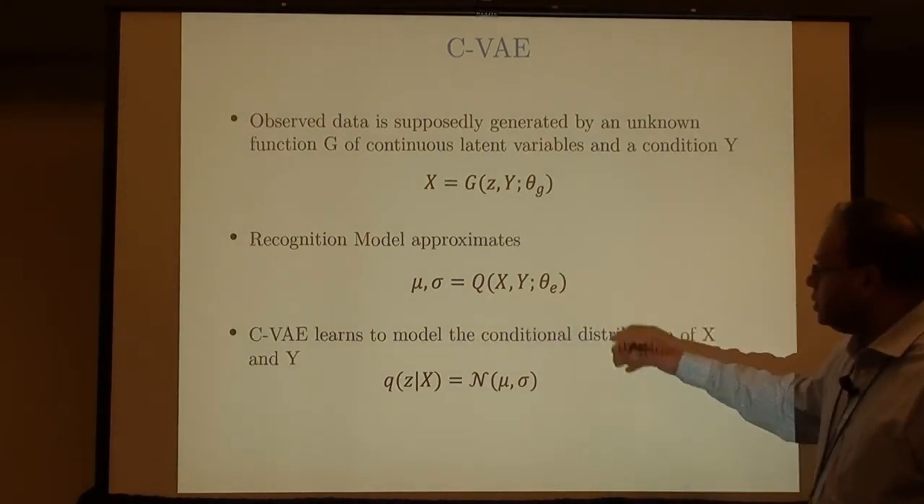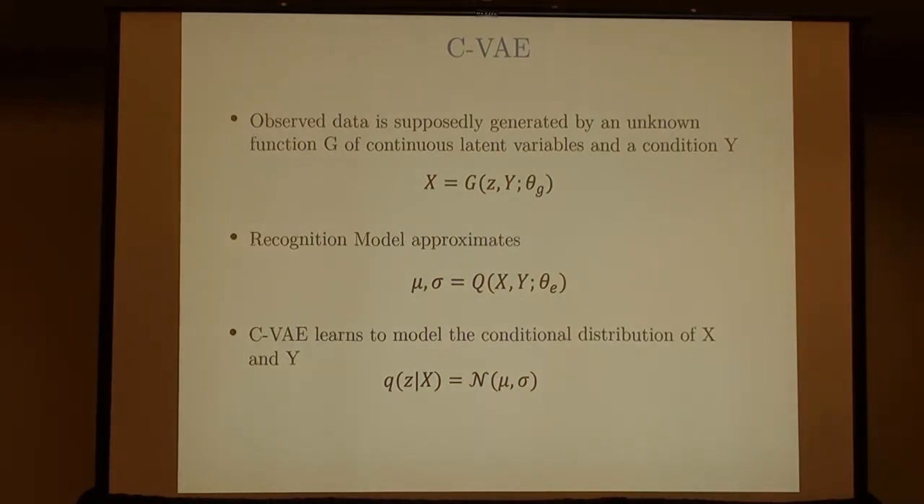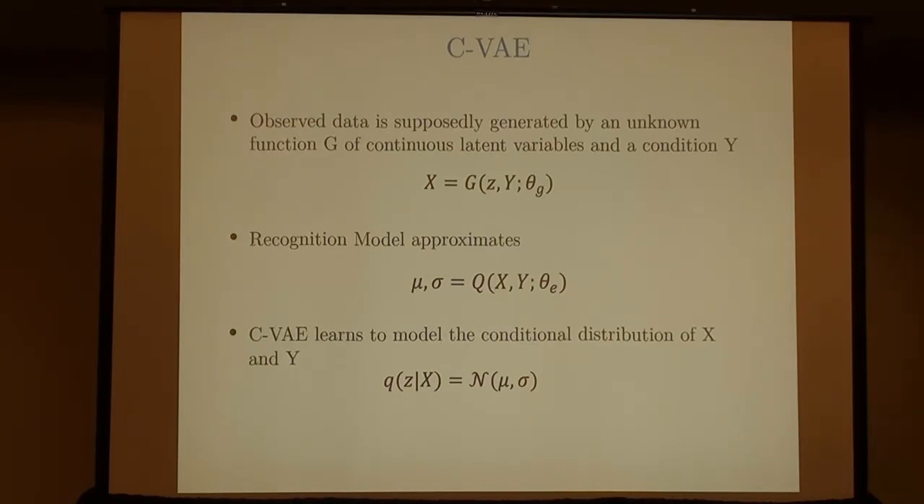And the recognition model proceeds in a similar way. You have X and Y, and then you have the parameters of the recognition model, and the conditional VAE is going to model the distribution in the features.